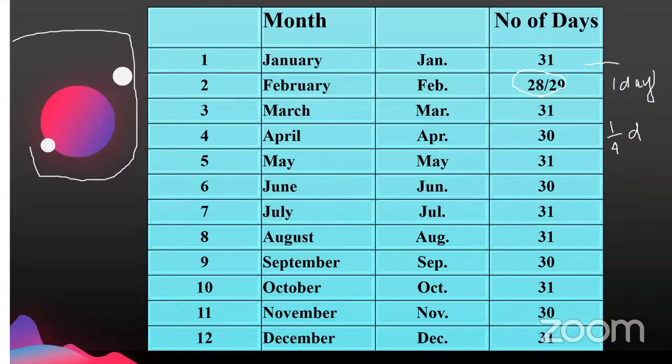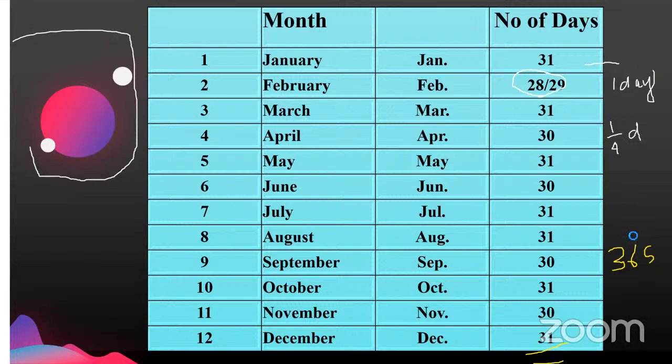Am I audible now? Yes, ma'am. So if you total this, you will be getting 365 or 366 days, based on how much you are adding. If you add 1 day in February, that is a leap year, and you will be getting 366 days.